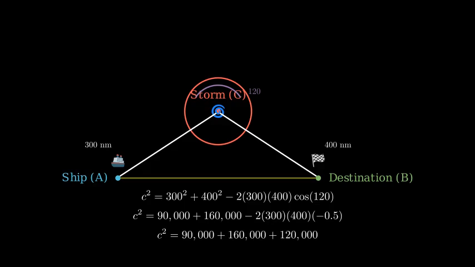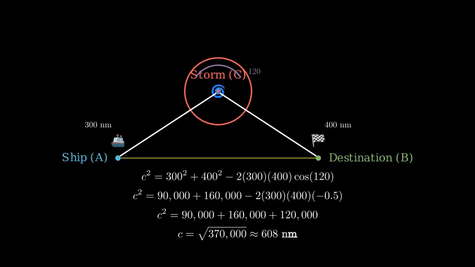So negative 2 times 300 times 400 times negative 1/2 equals 120,000. Adding it all up, 90,000 plus 160,000 plus 120,000 equals 370,000. Taking the square root gives us approximately 608 nautical miles. Now, we need to verify if this direct route would keep the ship at a safe distance from the storm.